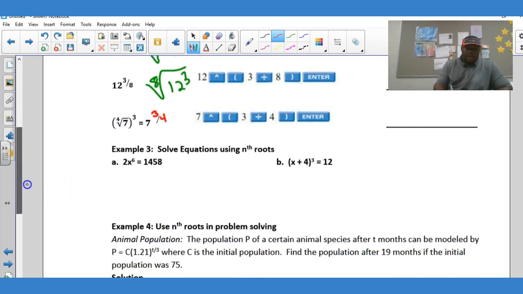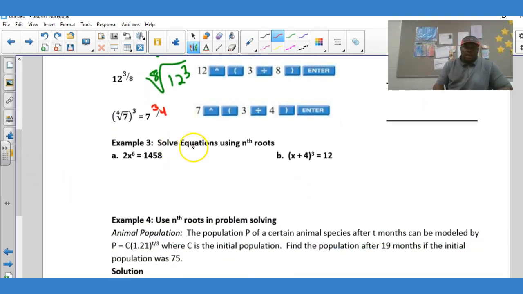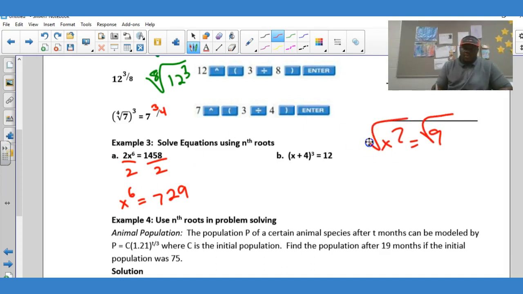Now, this one right here says solve equations using nth roots. Well, first of all, see this here, we can divide by 2 on both sides. So we get x to the 6th equals 729. All right, and now we solve this. Remember how we had x squared equals 9 in the last unit, and then we took the square root on both sides to get rid of the square, right? Well, think about it, this is a 6th root. So I'm going to take the 6th root on both sides.